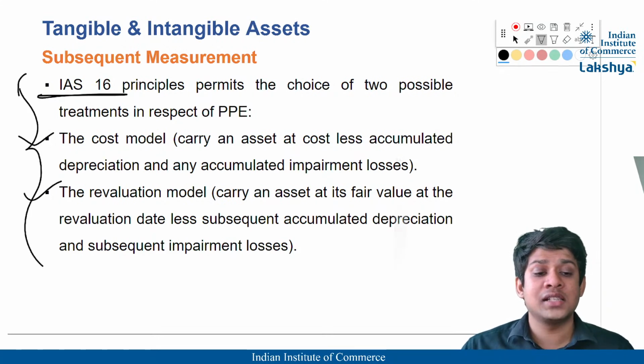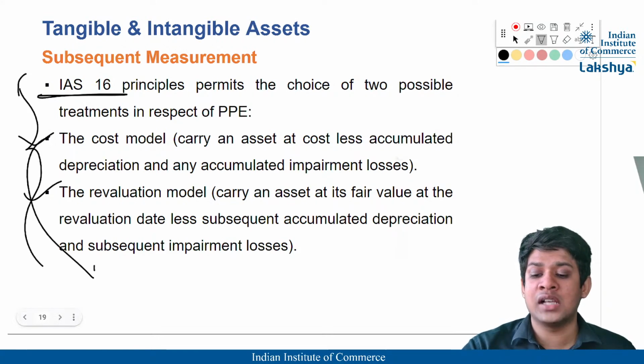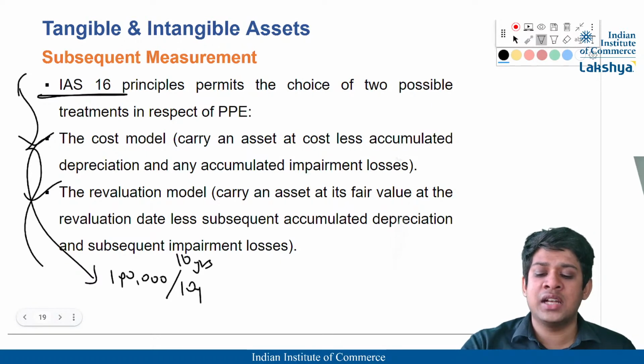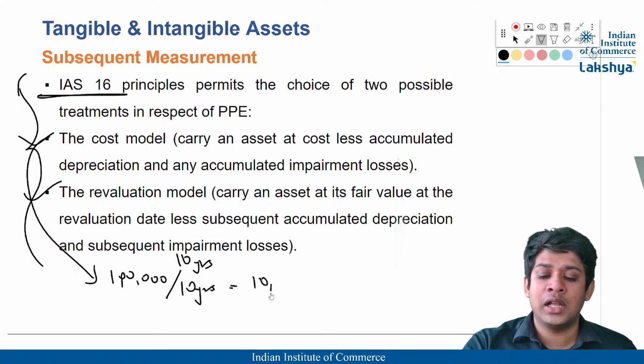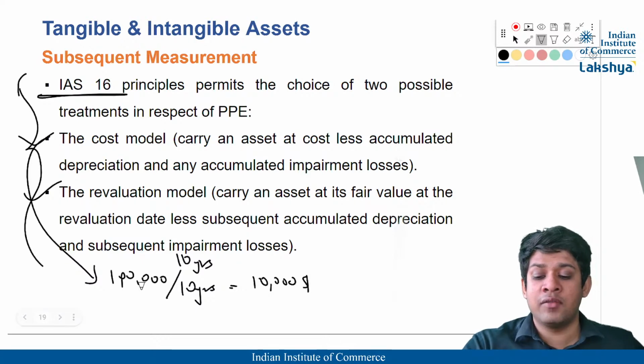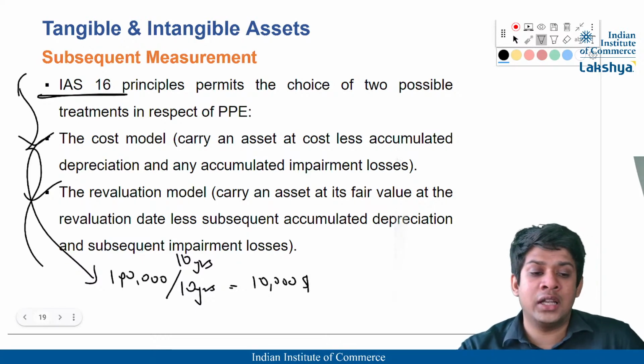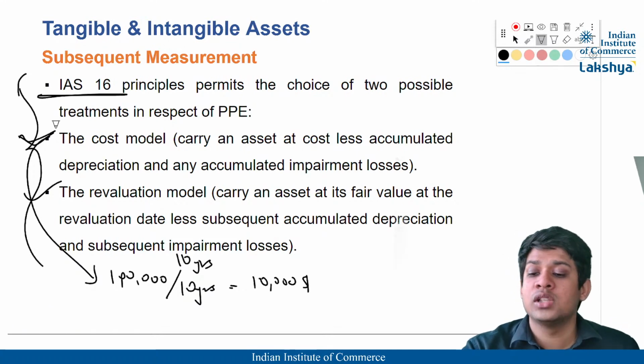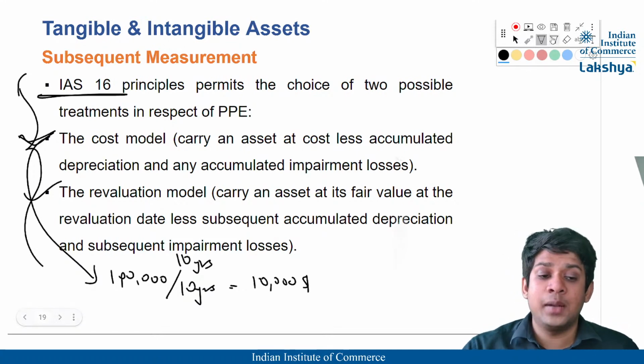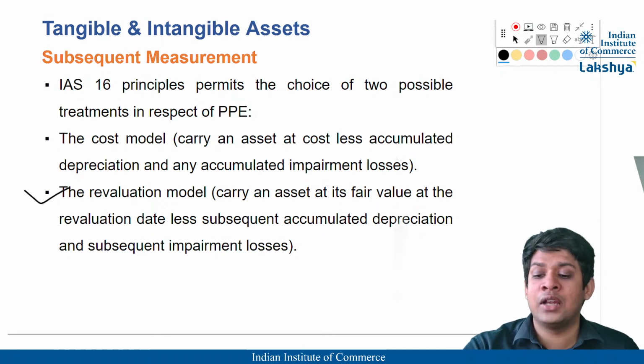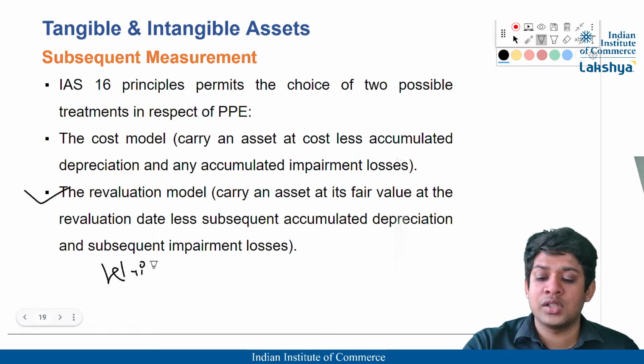The cost model does nothing but take the original value of the asset into consideration, which is maybe say originally I purchased it for $1 lakh. It was to be used for a period of 10 years. So I will just take the depreciation on it, $1 lakh divided by 10 years, that is $10,000 will be the depreciation charged every year. Accordingly, I'll keep on calculating the value of the asset every year using the cost. The second model which is available is known as the revaluation model. Now, the cost model is not a reliable estimate, to be honest.